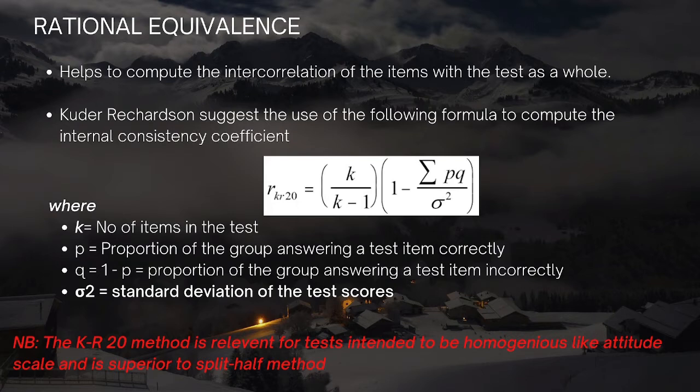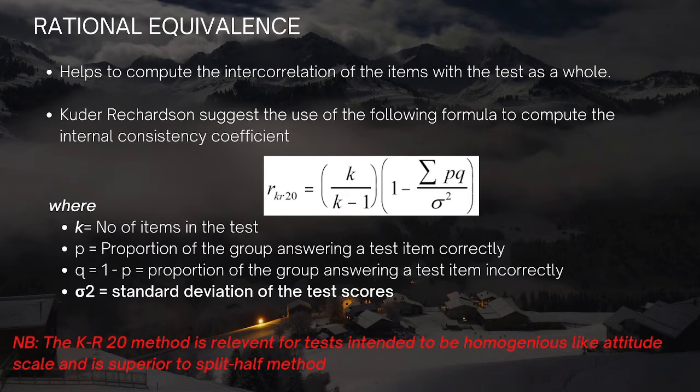That formula is rKR20 = K divided by K minus 1, whole into 1 minus summation PQ divided by the variance. Don't be confused with K. Sometimes you can find N instead of K, and K and N both represent the same thing, that is the number of items in the test. If you have 10 items, 10 questions, then K or N is equal to 10, and p is the proportion of the group answering a test item correctly.